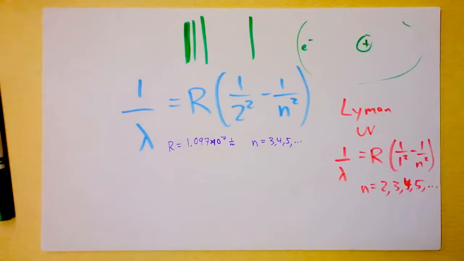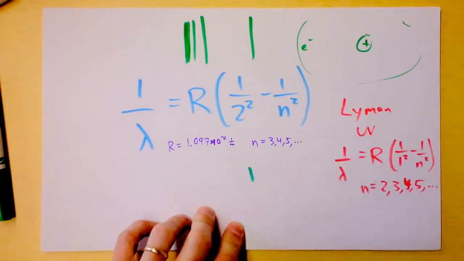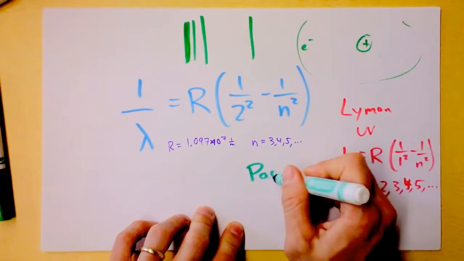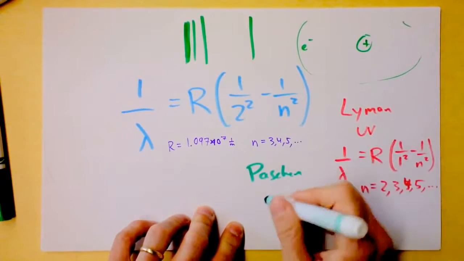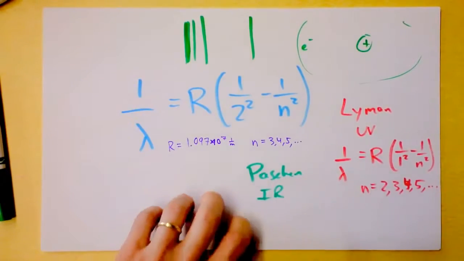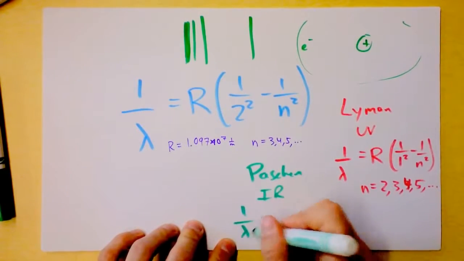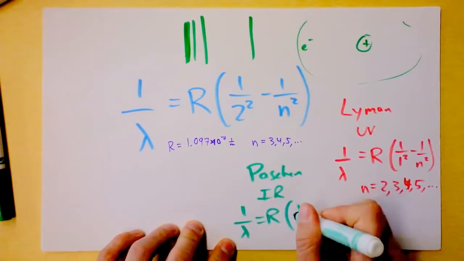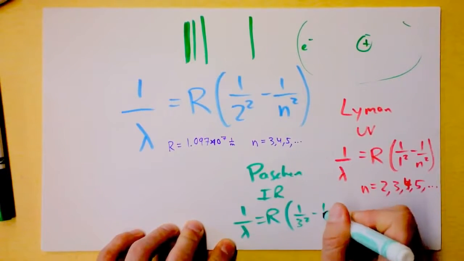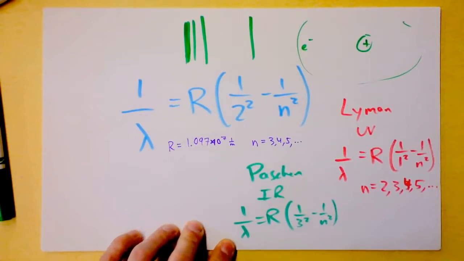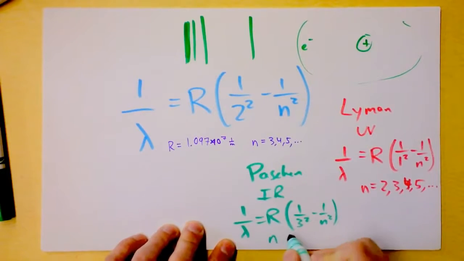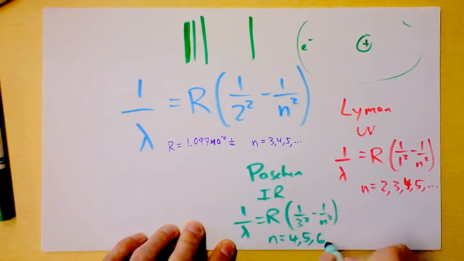And then this guy Paschen comes up, and he's like, yeah, I got my own also. He says the problem is that mine is all in the infrared. You don't get to see mine either. But they exist, and you can detect them with instruments, and he says 1 over lambda is R times 1 over 3 squared minus 1 over n squared. And Paschen says, no, you don't get to start at n equals 2 or n equals 3. You have to start at n equals 4, but then you can go 5, 6, etc.